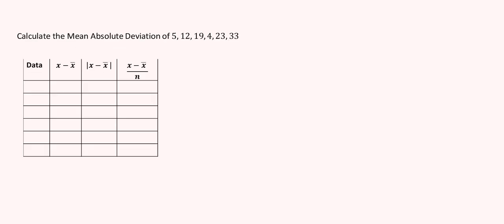So we have this table here to make it easy for us to see. Let's go ahead and fill out the data with the numbers that we have: 5, 12, 19, 4, 23, and then 33. So let's get the mean of those numbers. The mean is going to be 5 plus 12 plus 19 plus 4 plus 23 plus 33 divided by, let's count, 1, 2, 3, 4, 5, 6, divided by 6.